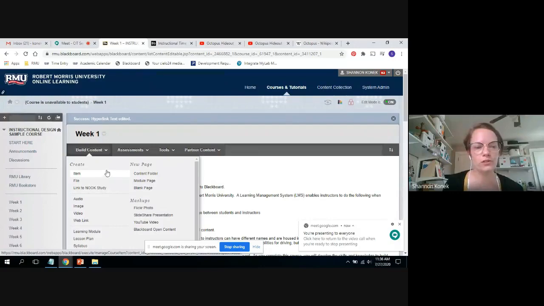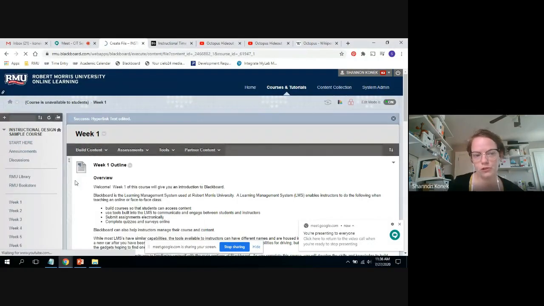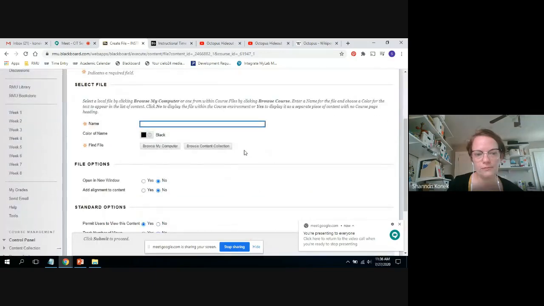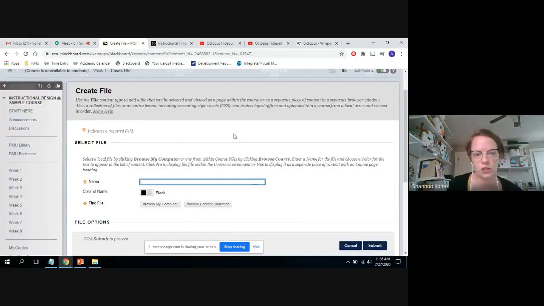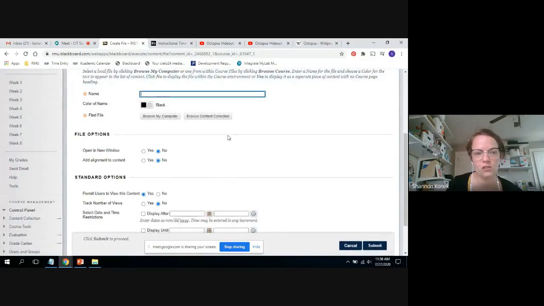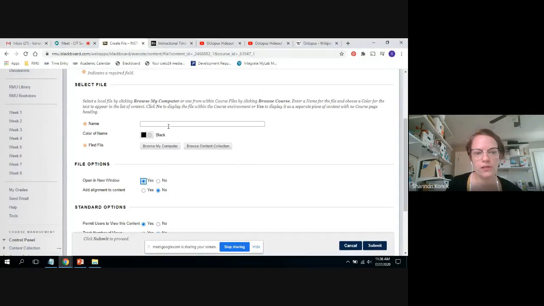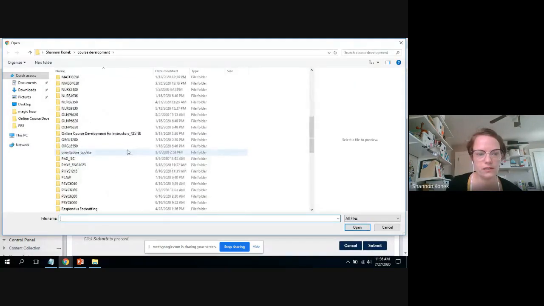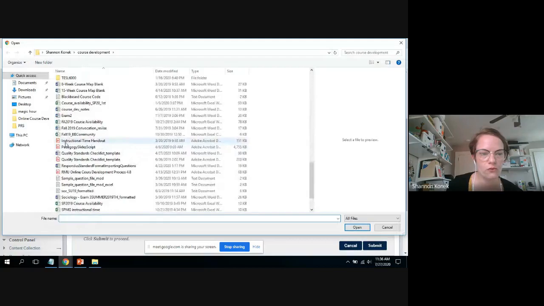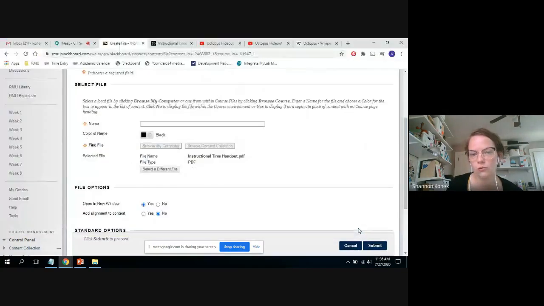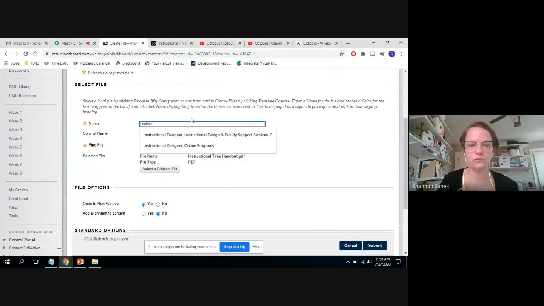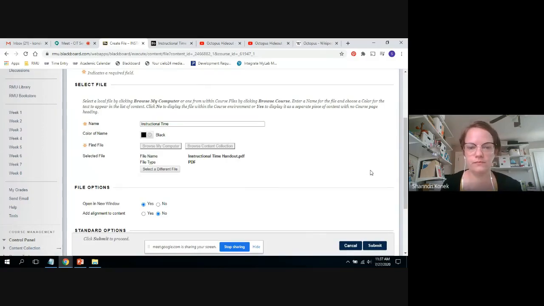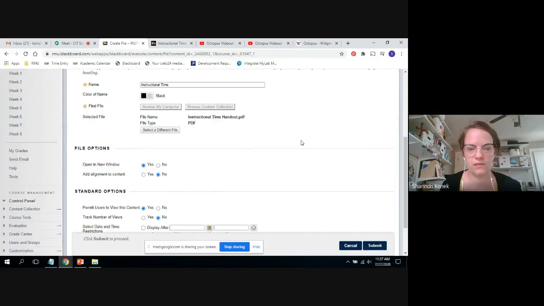Yes. So in general, I will always use item. I know there's not a ton of difference here. I'm just going to show you what happens. So if you create a file, it's kind of the same steps that I just walked through, except you get to choose whether it opens in a new window. I'm just going to add the same document that I added before, and I'm just going to show you what it looks like when I add this. I'll call this instruction. Go.